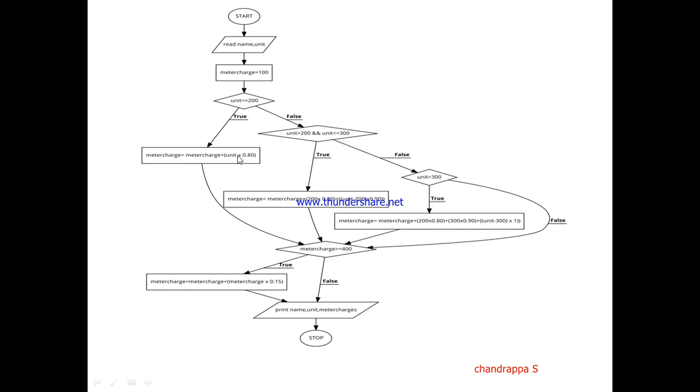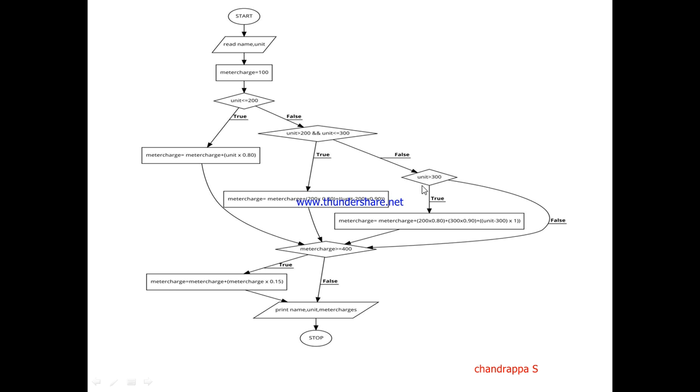If it is true, calculate the meter charge by using the formula meter charge equal to meter charge plus unit into 0.80. Otherwise, check whether units consumed is greater than 200 and less than or equal to 300. If it is true, use the formula meter charge equal to meter charge plus 200 into 0.80 plus unit minus 200 into 0.90 to calculate the electricity bill.